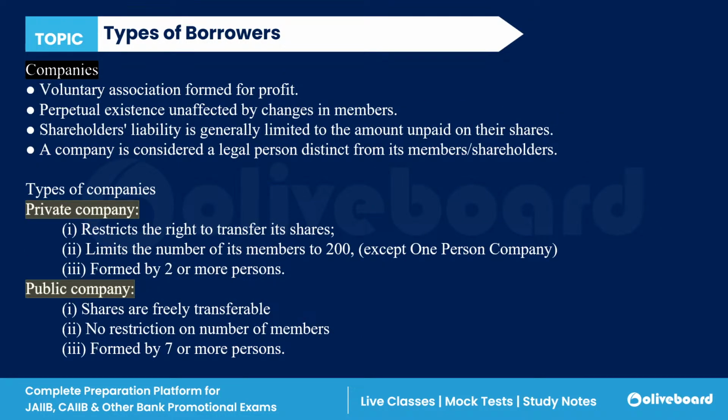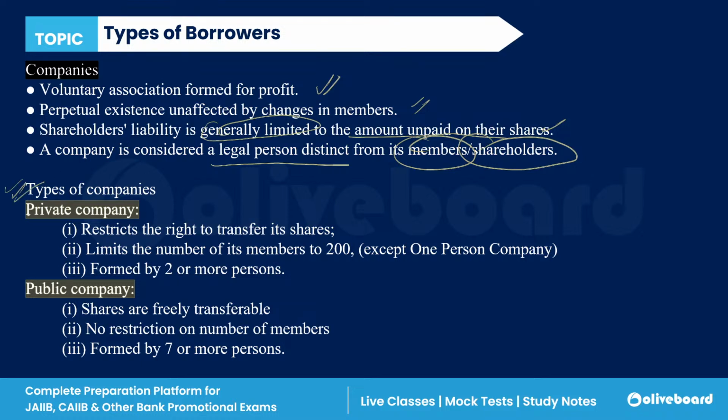Now there is a company. What is a company? First of all, it is a voluntary association formed for profit. It has perpetual existence, meaning if there are changes in the members, it cannot affect the existence of the company. Shareholders' liability is generally limited to the amount unpaid on their shares. Now, a company is considered a legal person which is distinct from its members and shareholders. Now there are different types of company.